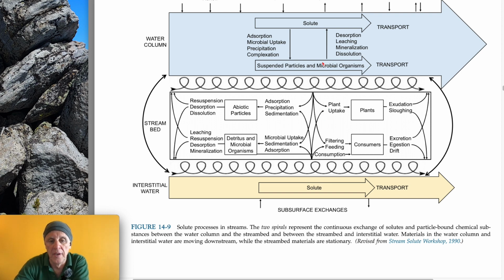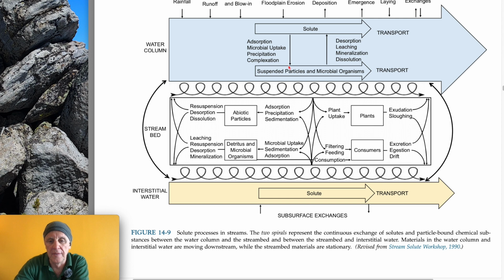So this is between the water column and the stream bed, right here, and this is between the stream bed and the interstitial water. That would be the water found within the stream bed, within the sediment, in the pore space of the sediment. So in the stream bed, we have expansion, desorption, dissolution, and that is contributing to this spiral, and therefore to this gain into the water column.